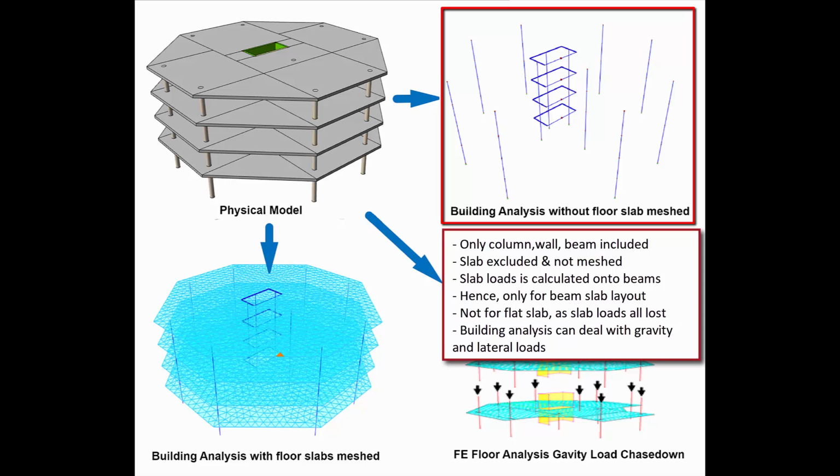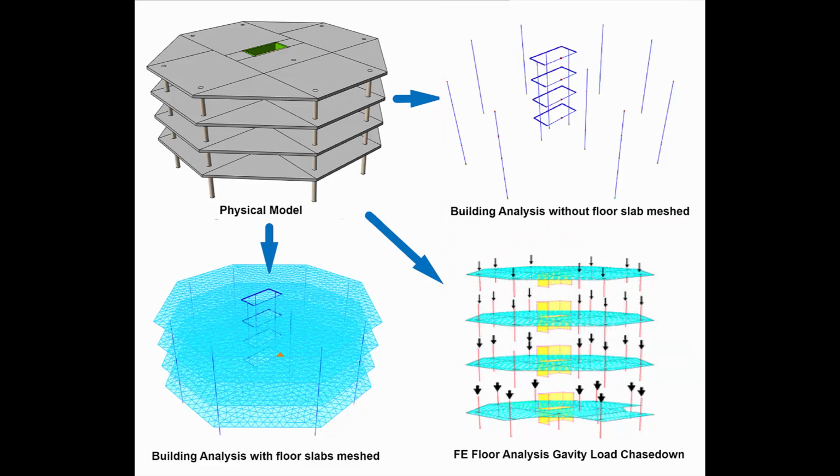Building analysis is capable of analyzing both gravity and lateral loads as the underlying analytical model includes all elements from top to bottom story. Obviously, this analysis method is wrong for flat slab model, as slab loads cannot be captured by the columns and walls. That is, the flat slab loads will be completely lost. Hence, this analysis method should only be used for beam slab layout, where slabs are completely supported by beams.